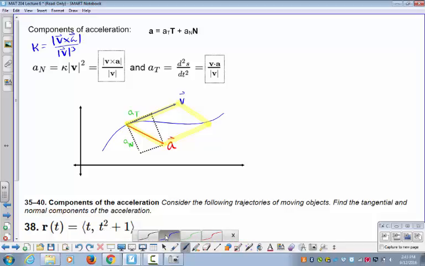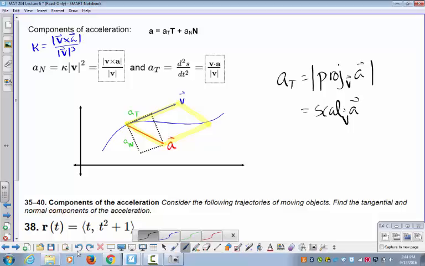Let's look at the tangential component first. Isn't that tangential component the scalar component of A projected onto V? If I drew it as a vector, that would be the projection of A onto V. But I don't care about the whole vector, I just care about the length. So A sub T is the length of the projection of A onto V, which is really just the scalar component of A onto V, which is our formula. That is V dot A over the length of V. That's what we did back a few weeks ago. Scalar component, V dot A over length V.